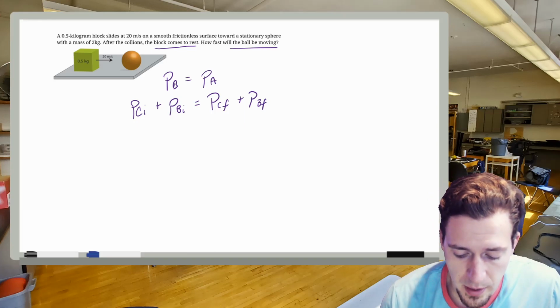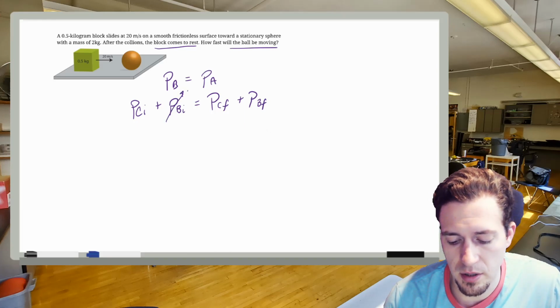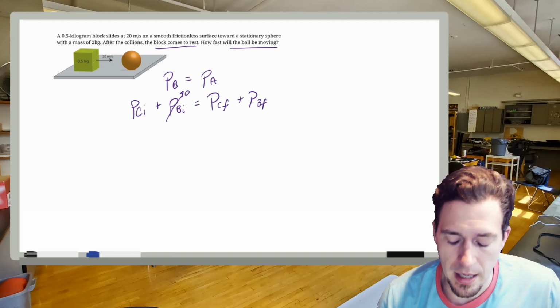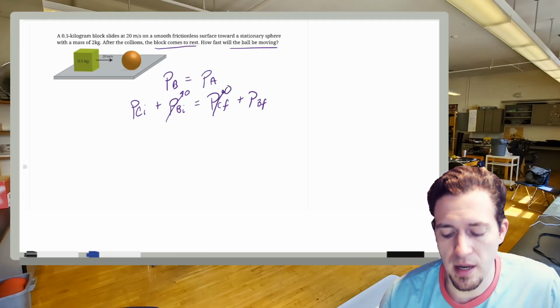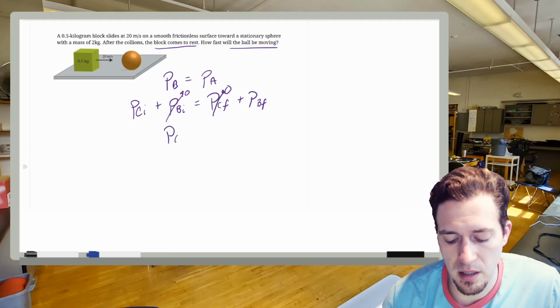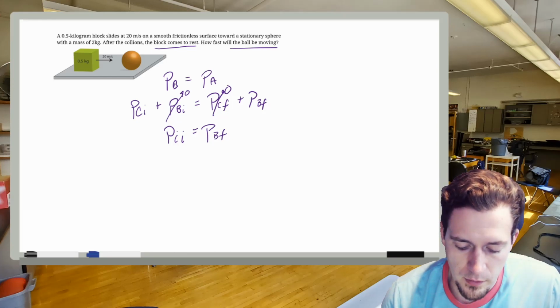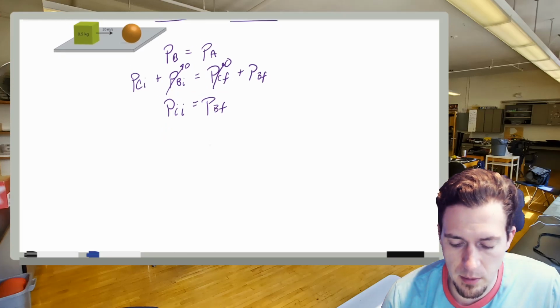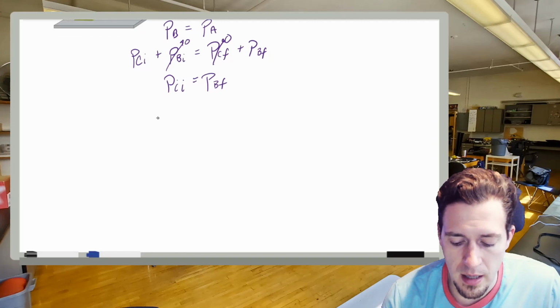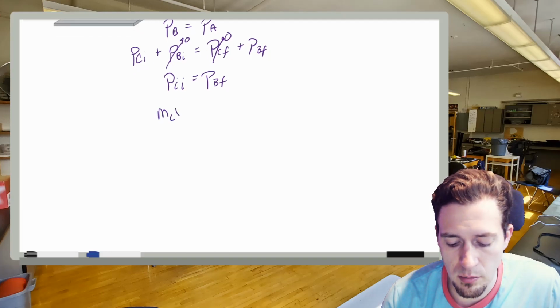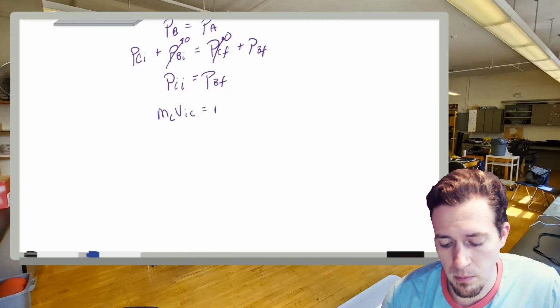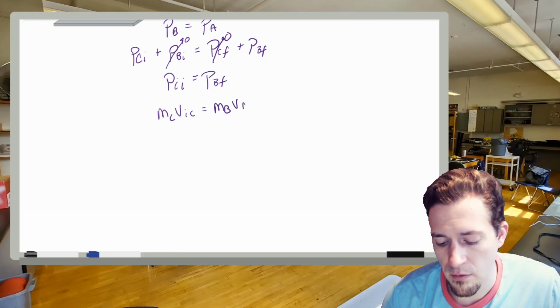Now, I know from reading this problem that the ball is initially not moving, right? I know that in the end, the cube is also not moving, so I'm really left with the cube in the beginning. That momentum has to be equal to the ball in the end. So if I try to set this up now, and I'm looking for how fast the ball is moving, this is mass of the cube, initial velocity of the cube, mass of the ball, final velocity of the ball, which is what I'm looking for.